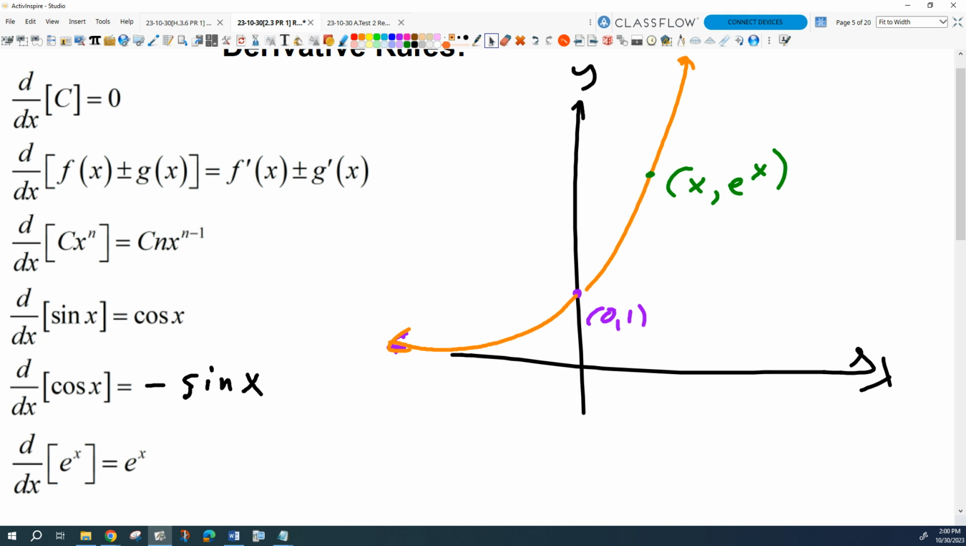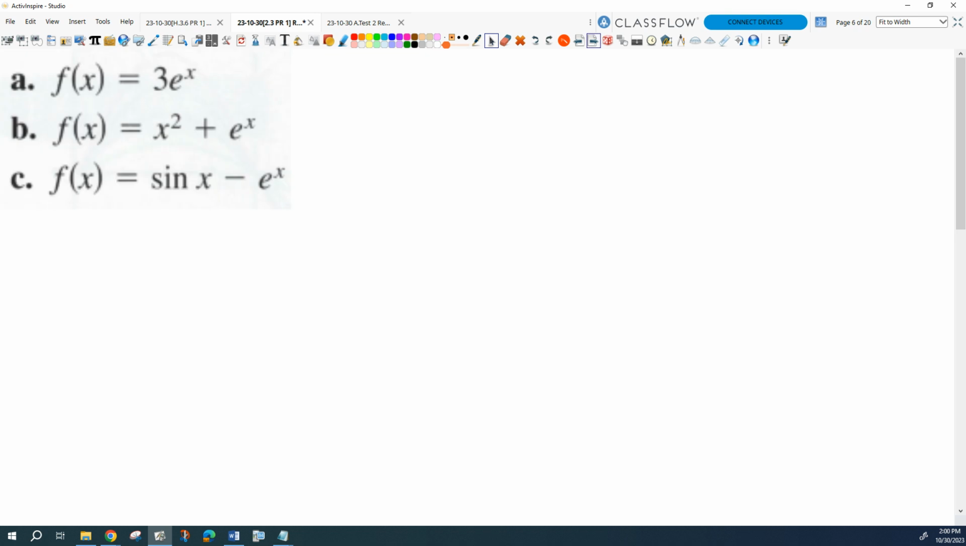So here's our derivative list for now. Let's practice this a little bit. So what is the derivative of 3e to the x? What do I do with a constant? Take it out front. Yeah. So I get 3. What's the derivative of e to the x? e to the x. Done. That's it. Okay. No big deal.